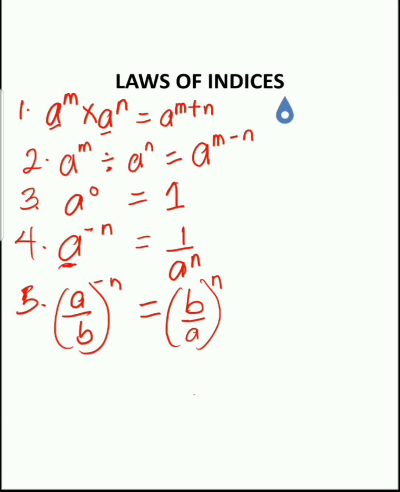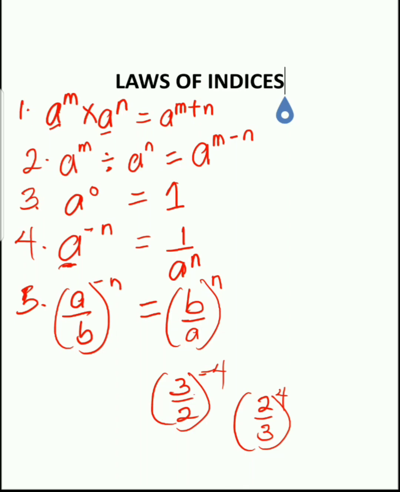Whenever the base is a fraction and the power is negative, for instance, if you have an expression like 3 over 2 all raised power minus 4, this can be written as 2 over 3 all raised power plus 4. And so this law makes provision for expressions with fractions at the base having negative power.